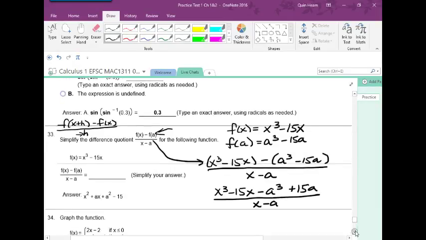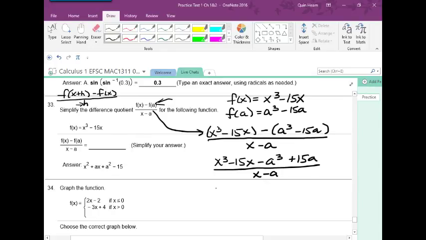Okay, now I'm going to rearrange this. I'm going to put the x cubed and the a cubed together, and I'm going to put the negative 15x and the positive 15a together. And let's see if grouping will work that way. All right, so x cubed minus a cubed fits a pattern.